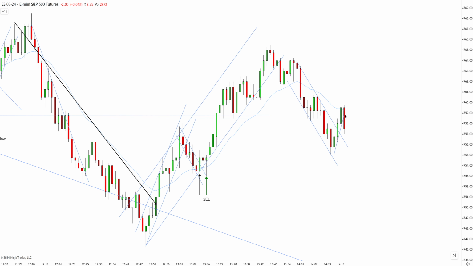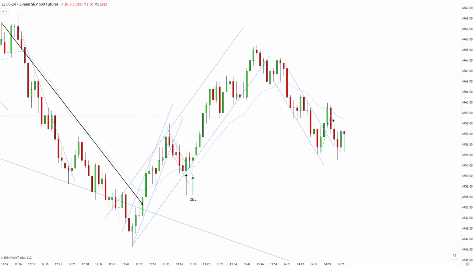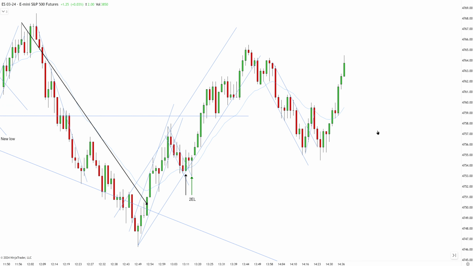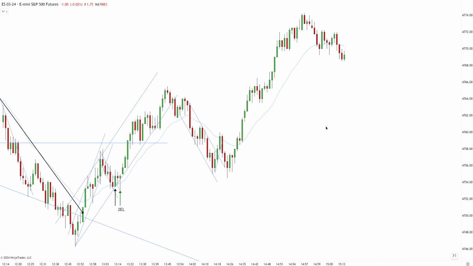Can we get a second entry short? New low first entry short? No, only first entry short, back to new extreme. So you can see the trendline rule is being fulfilled. Price action is breaking above EMA, and now it's getting way too late.